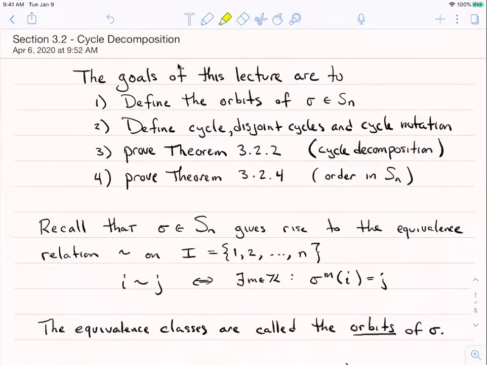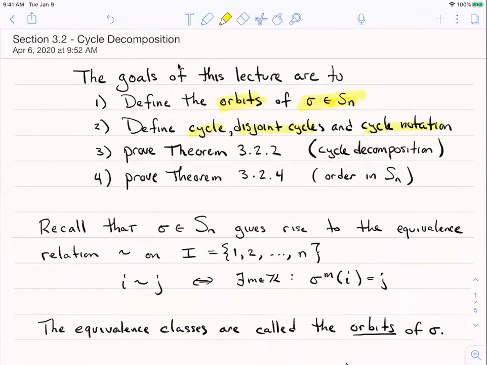Okay, so you're looking at the goals of the lecture there. I'll just outline them for you real quick. I want to define something called the orbits of a permutation. The permutation sigma in Sn has orbits, and I want to tell you what those orbits are. I want to define some other terms, cycle, disjoint cycles, and show you something called cycle notation that can facilitate computation. And then I want to prove a couple of theorems.